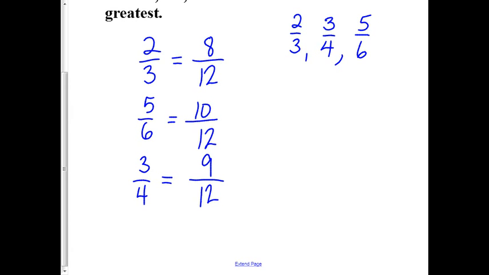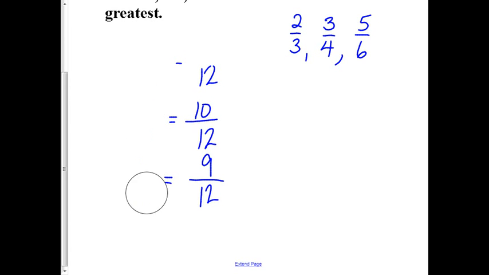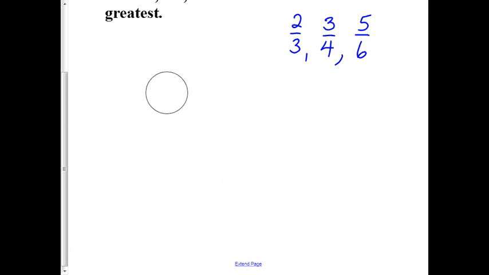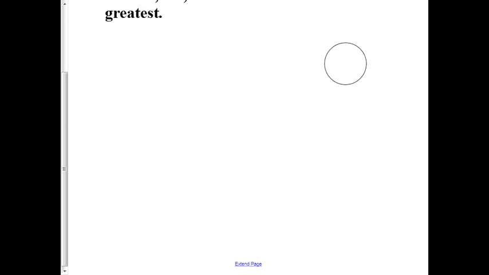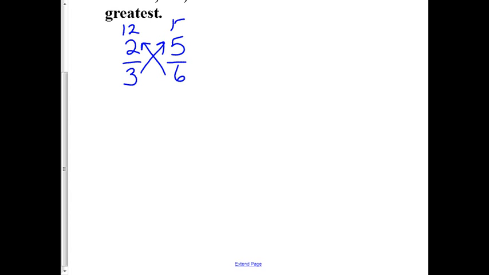Now, the tricky part comes in if you're trying to do this using cross products, which a lot of people like to do. They think it's going to be faster. And it is if you're just comparing 2 fractions. But when you're doing 3 fractions or more, you need to be sure that you actually compare all of the fractions to each other. So when I compare 2/3 to 5/6, I'm going to find that 2/3 is less than 5/6. So when I start to put my fractions in order, I know 2/3 will definitely come before 5/6.